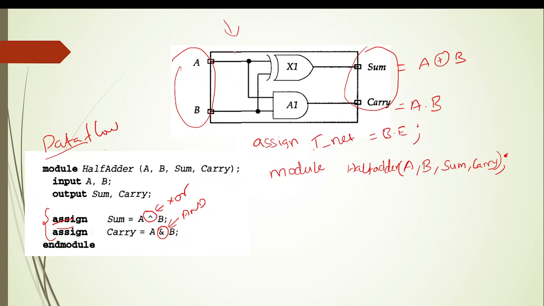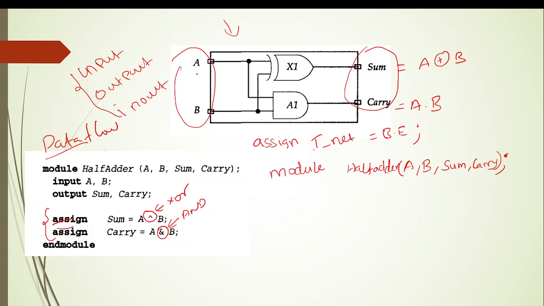So what we need to do is specify what this A, B, and what this sum and carry are. There are some ways to declare in Verilog. Mainly we'll use input, output, and inout. So these are all the declarations I can make for the signals present in the port list. If the signal is available in the port list, I need to use any one of these for declaring it.